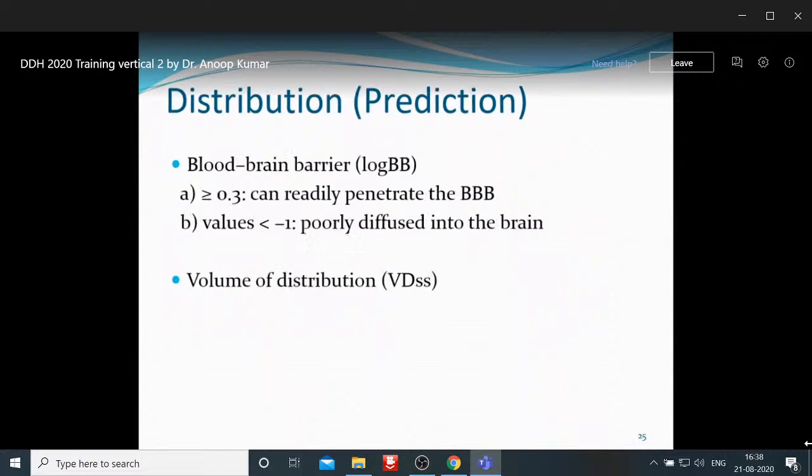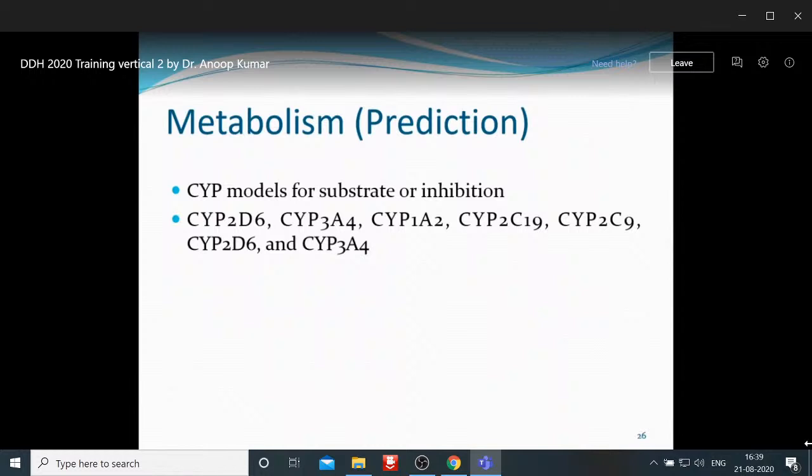Another is, after distribution, the drug will bind with its desired targets, and also some undesired targets, and show its actions, and finally it will be excreted or metabolized. You know, CYP, cytochrome P450, is the major enzyme, and there are various isoforms, CYP2B6, CYP3A4. And this metabolism we can predict by using these servers.